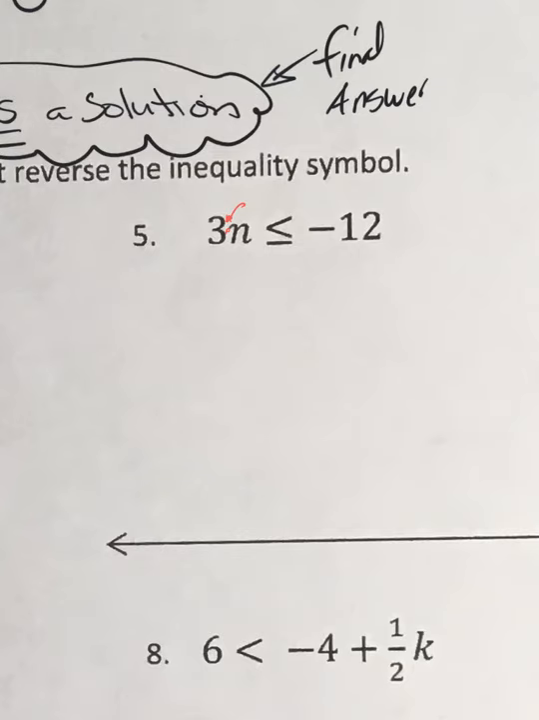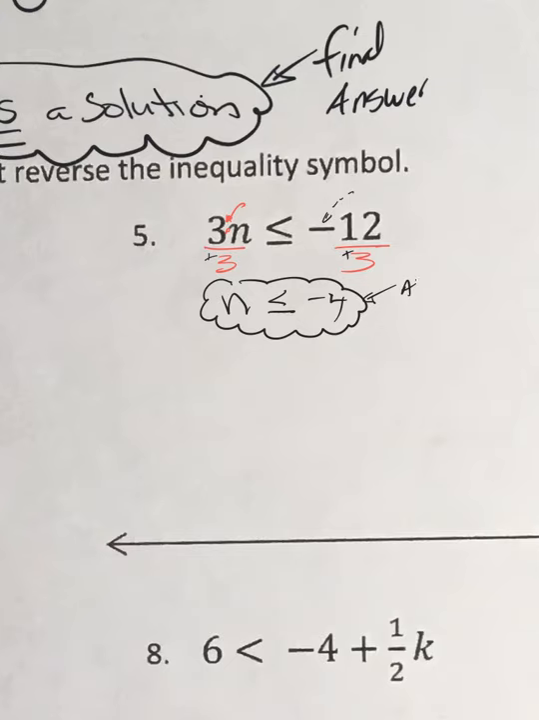Number 5, don't we have to undo multiplication, right? And we undo multiplication by dividing. And I divided by a positive, so I do not reverse. It has nothing to do with this negative. I divided by a positive, so I do not reverse. So all the numbers less than or equal to negative 4 is my algebraic answer.